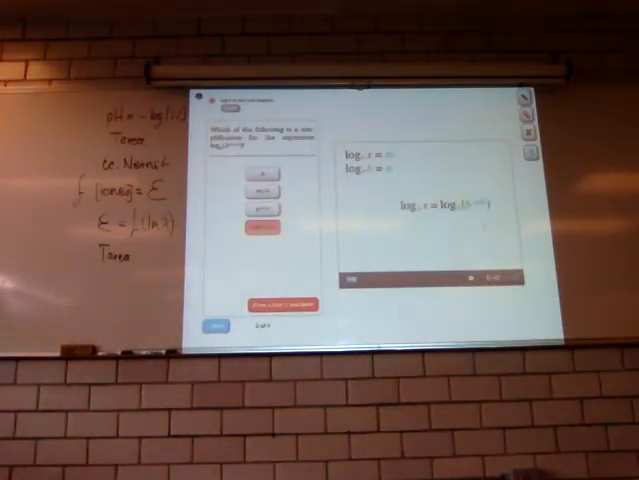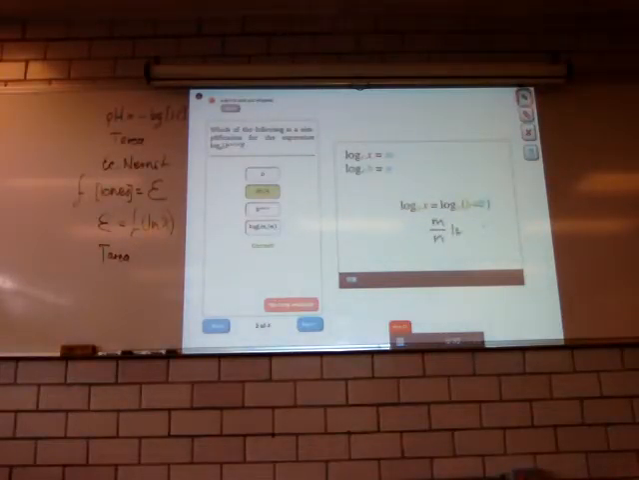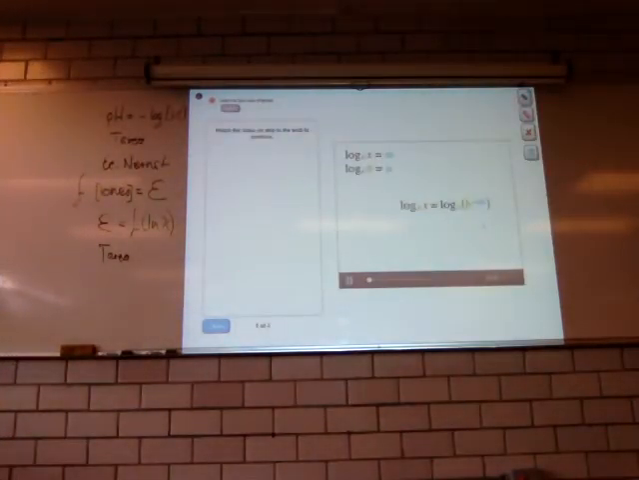Here, we have the log of b to some power, m over n here. We know from one of the identities that we can pull that out, and we'll end up with m over n times the log base b of b. But what's the log of b base b? Well, that's equal to 1. So this goes away, and we end up with just m over n. Exactly.